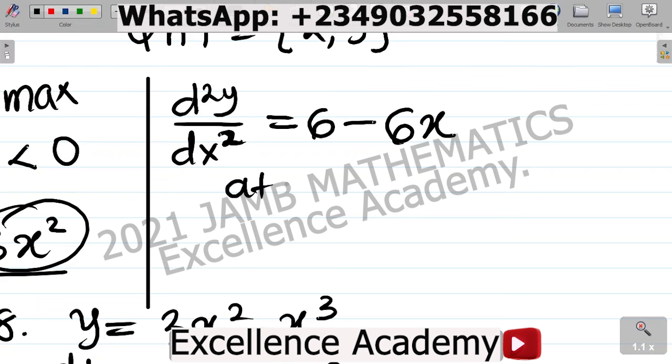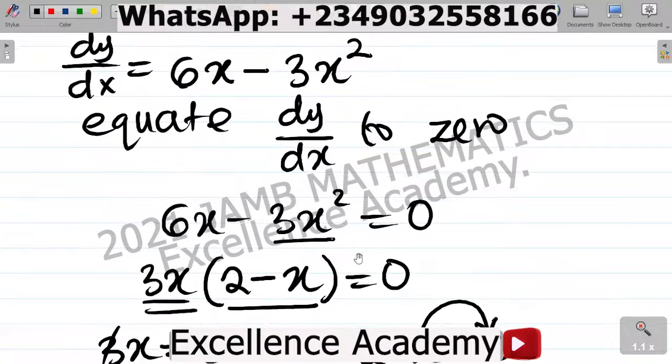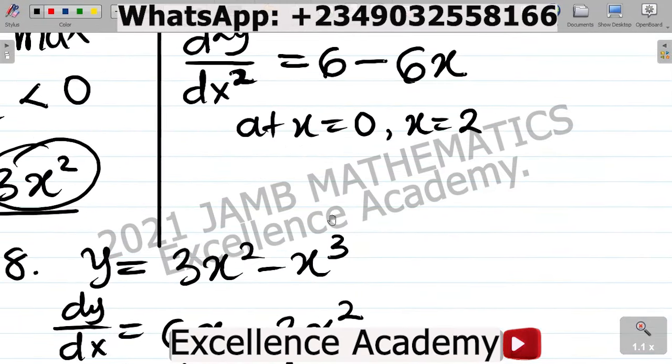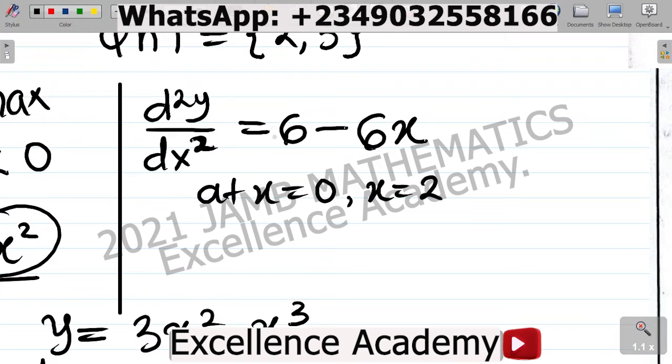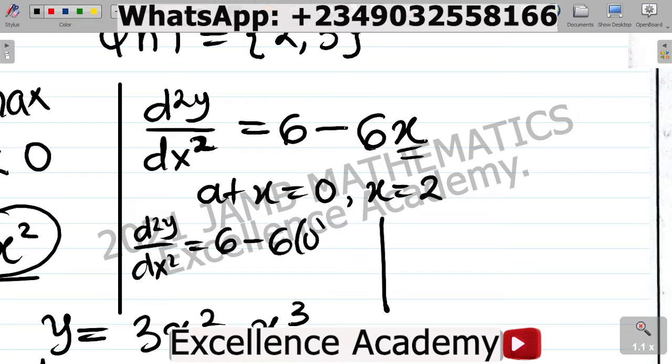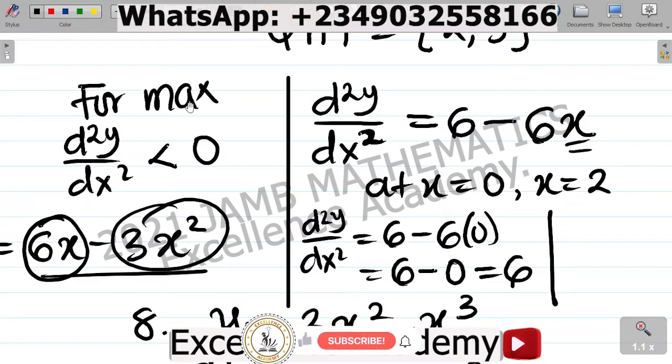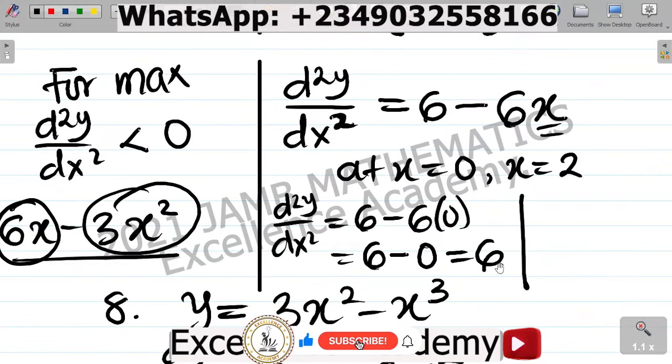So we've now gotten an equation for d squared y over dx squared. We're given 2 points, at x equal to 0 and at x equal to 2. So we'll try the first one. Let's see at 0. If I put x at 0, you have that d squared y over dx squared will be equal to 6 minus 6 times x. X is 0. This gives you 6 minus 6 times 0 is 0, and that gives you 6. What do you observe here? We said for maximum value, d squared y over dx squared should be less than 0. But if you have your value as 6, 6 is greater than 0. That means this is not the maximum.